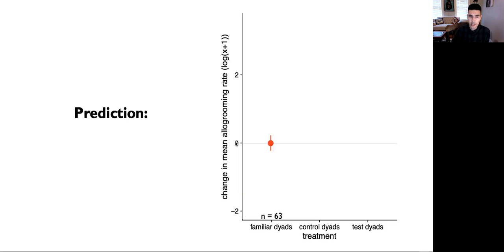At first, for familiar dyads, we didn't expect any major change in grooming because we assumed these would mostly be pre-existing relationships, less likely to show significant change over the course of the study. Second, we predicted that the mean grooming rate for control dyads would likely increase, simply owing to the natural development of new relationships over time. And finally, we predicted that we would observe the greatest overall increase for our test dyads because these are, of course, those that are forced into proximity within those small cages. So again, this is the overall pattern for what we predicted.